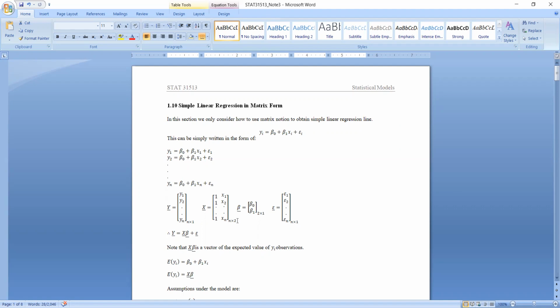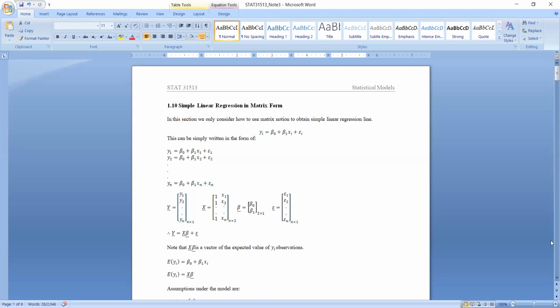So in this case, if you look at this one, since we are interested in the simple linear regression, that is yi equals beta naught plus beta 1 xi plus epsilon i. In this case, we are going to first talk about how to write the simple linear regression in matrix form. So we have two variables, x and y.